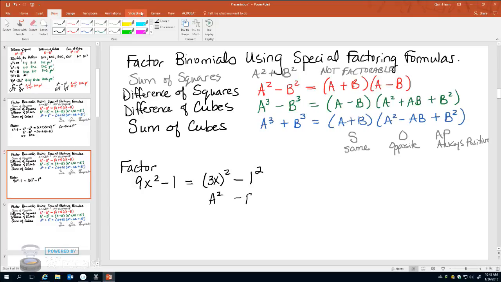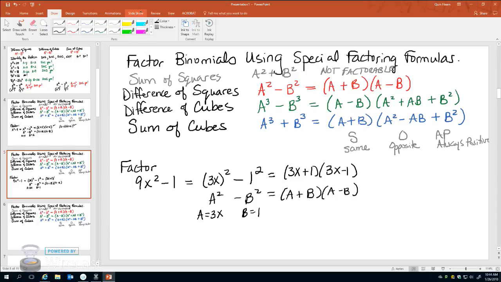It fits the pattern a squared minus b squared, where a is 3x and b is 1. So write down the formula. The more times you write it, the better you'll remember it. A squared minus b squared factors into a plus b, a minus b. So in our polynomial that we're factoring, wherever you see an a, you're going to have a 3x. Wherever you see a b, you're going to have a 1. So that's 3x plus 1 times 3x minus 1. Okay, so that's your final answer on that one. It's completely factored.